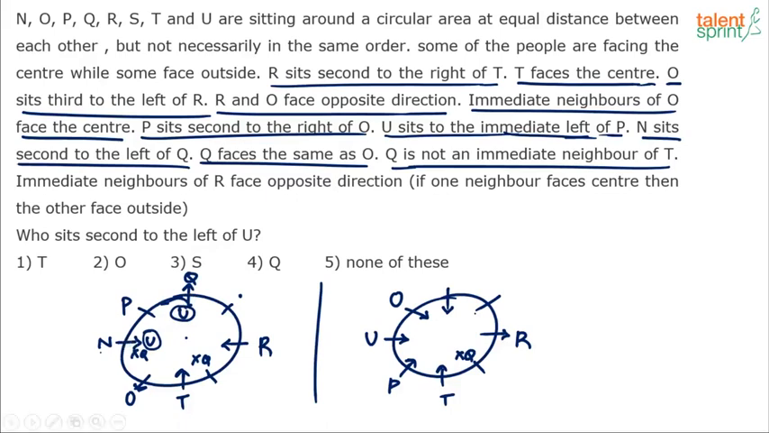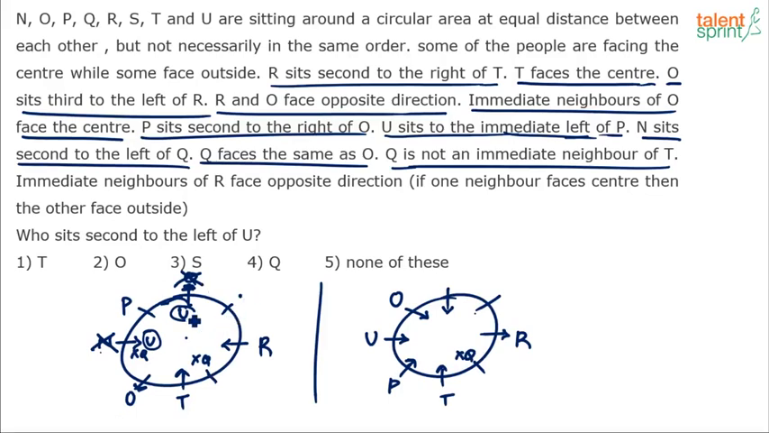So where will U come? U cannot come in this arrangement. Remember, U was supposed to be a neighbor of P. U sits on the immediate left of P. But here, both the neighboring positions of P have been blocked by Q and N. Which means Q cannot come in this position, and N cannot come in this position. And also, we do not know whether this person is facing outwards or inwards. You're able to follow? We tried that possibility, but that's not the correct thing. So Q cannot come there.